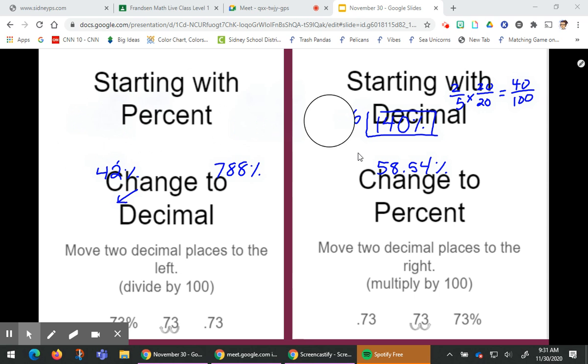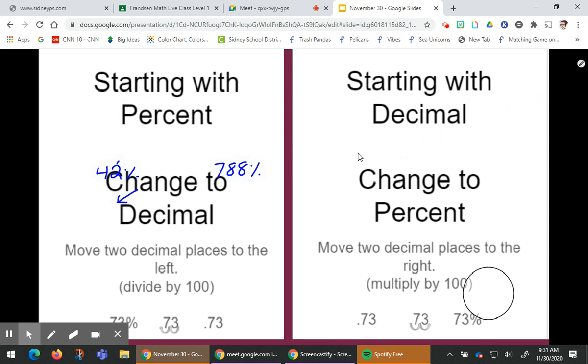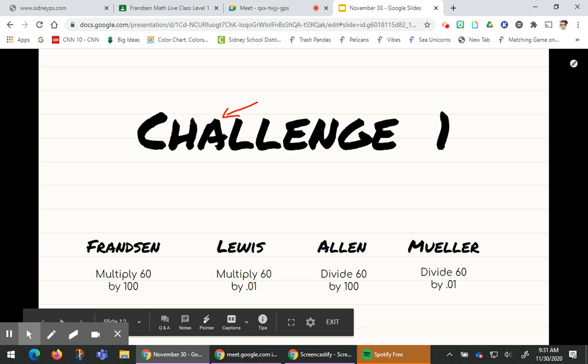Hey, they gave us a percent, right? Because they said 0.98%. So we're starting with the percent. Which direction do we move? Left. Okay. So this will help you see what Ethan's saying here.